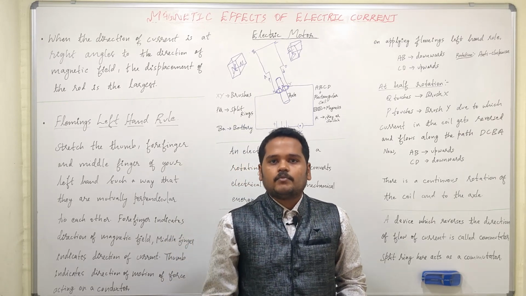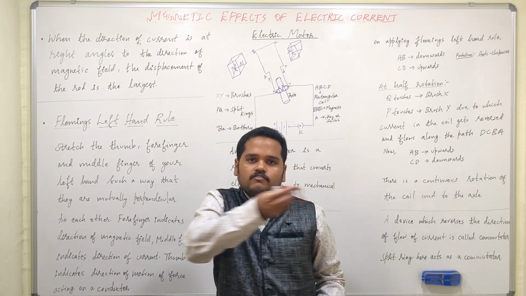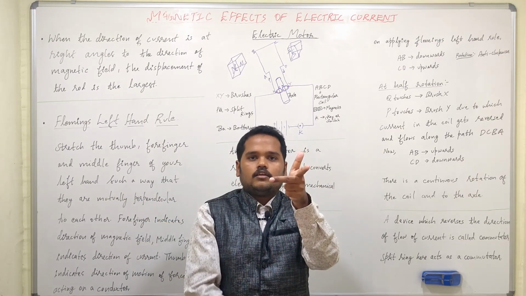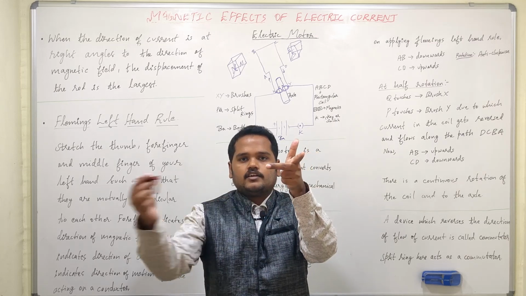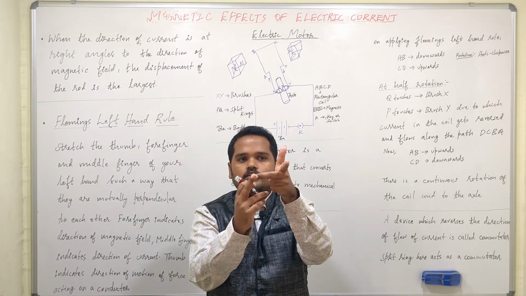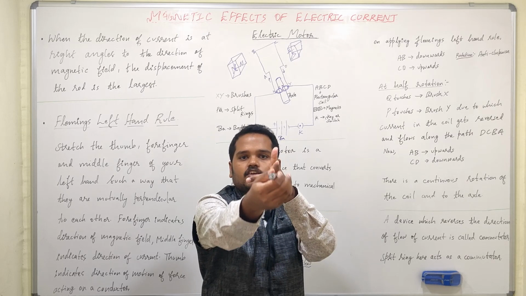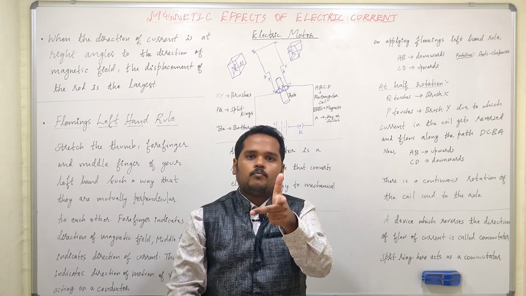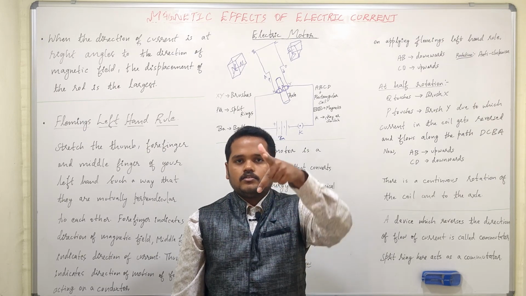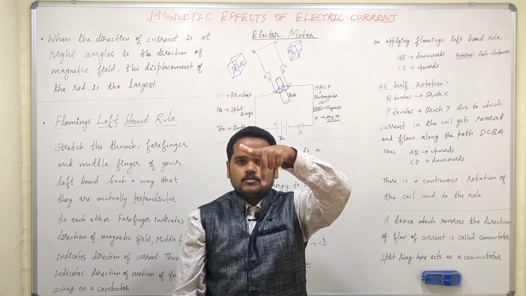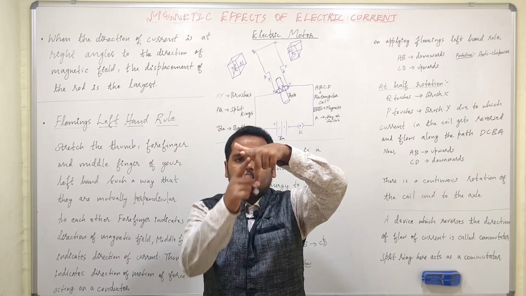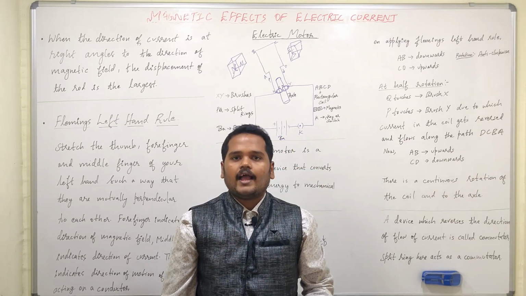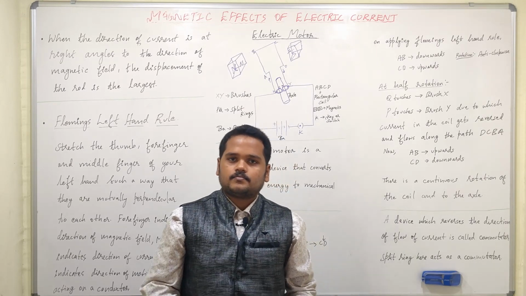So for a simple example, if the current is flowing from left to right like this, you have to place your finger in this direction, right? The current is flowing like this. So this is the direction of current. So how is the magnetic field? The magnetic field is like this, and the motion of the conductor will be upwards, right? So if the current is going from top to bottom, you have to just place the middle finger in the direction of flow of electric current.